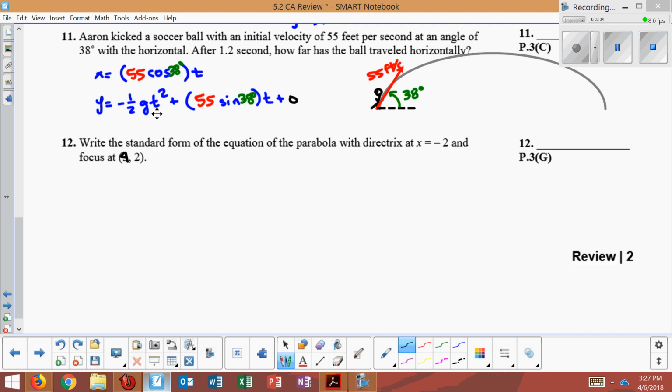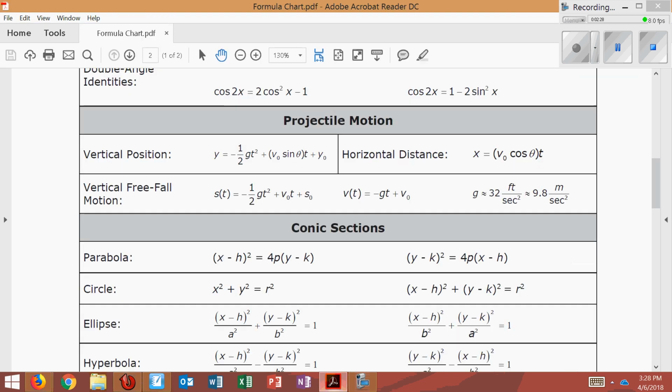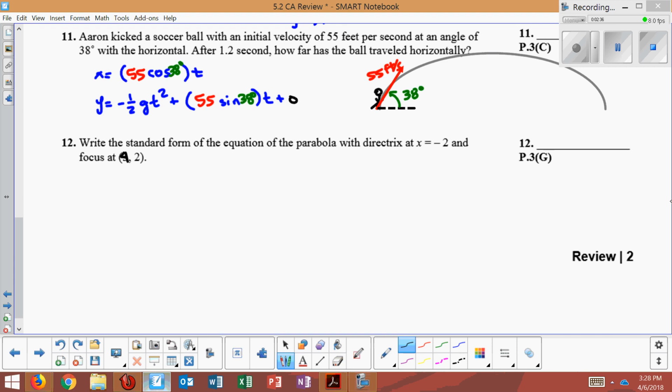And now we've got to talk about gravity. Since we're in feet, we go to the formula chart and we look at the gravity. We want the 32 because it's in feet, not the 9.8, which would be meters. So here for g, we're going to replace that with 32. So I'm going to erase this g and replace it with the 32. Right there. Now let's go to the calculator and see what we get.